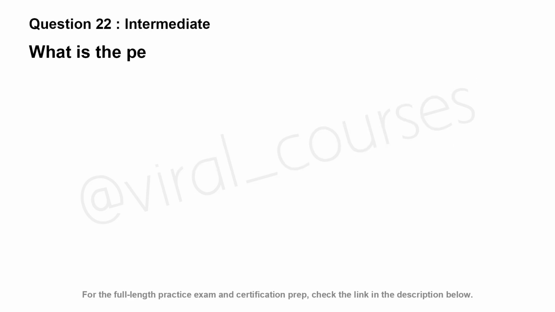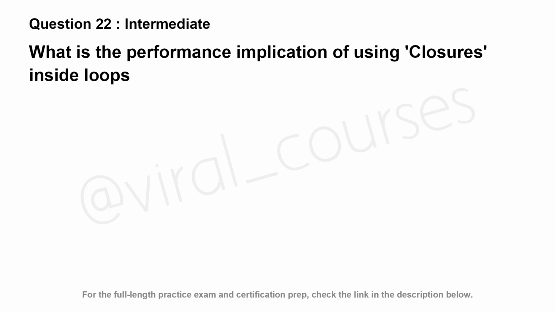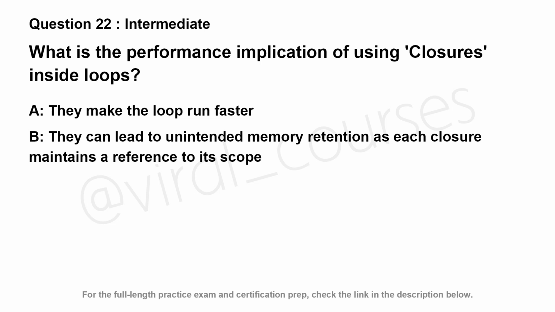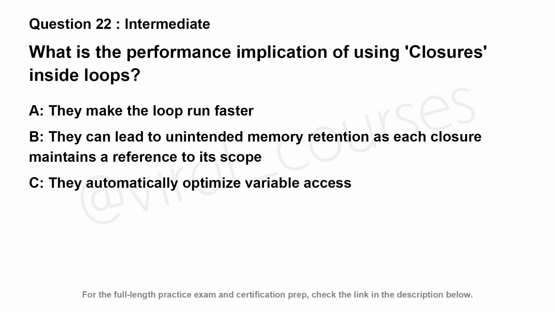What is the performance implication of using closures inside loops? Option A. They make the loop run faster. Option B. They can lead to unintended memory retention as each closure maintains a reference to its scope. Option C. They automatically optimize variable access. Option D. They have no performance impact.